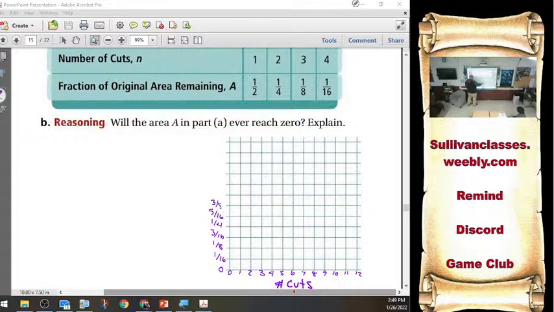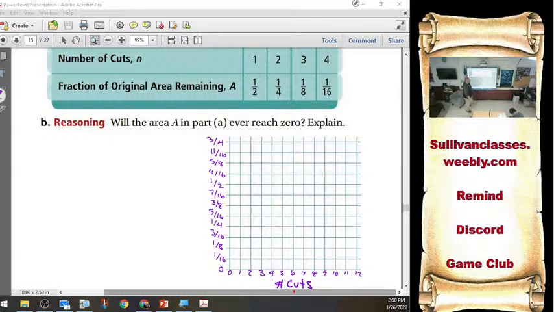6/16, which is 3/8, 7/16, 8/16, which is 1/2, 9/16, 10/16, which is 5/8, 11/16, 12/16. Okay? That'll fit everything. I went by 16ths, and then I just reduced my fractions along the way. So instead of calling this 8/16, I called it 1/2.